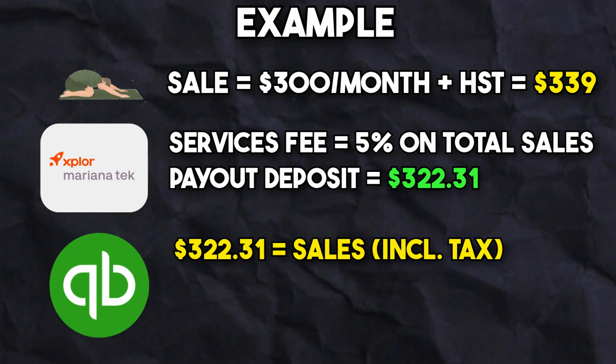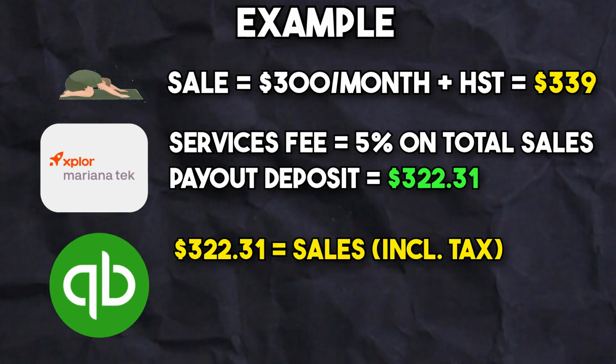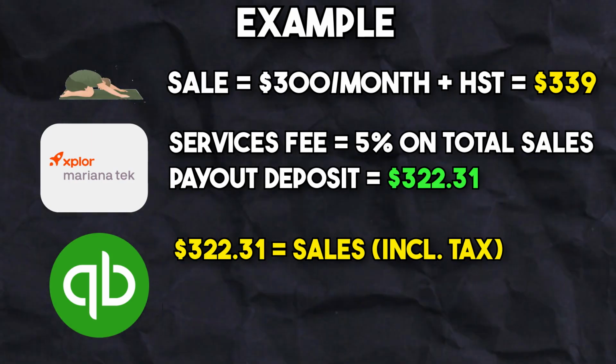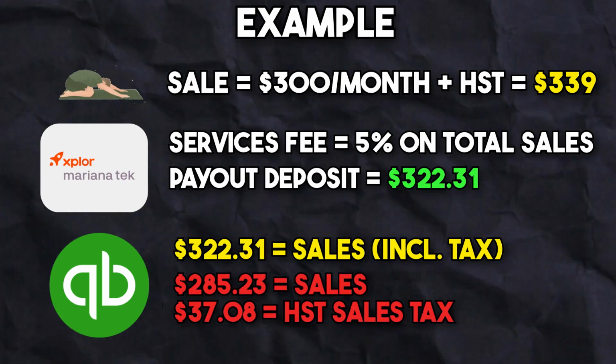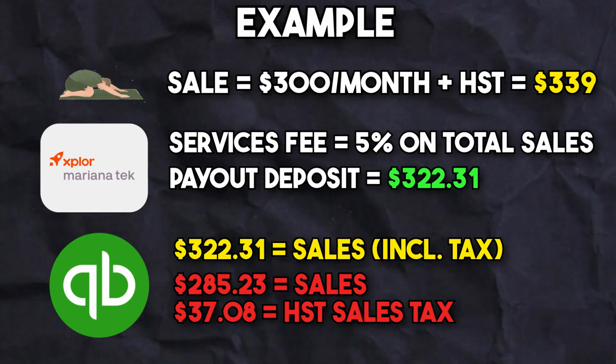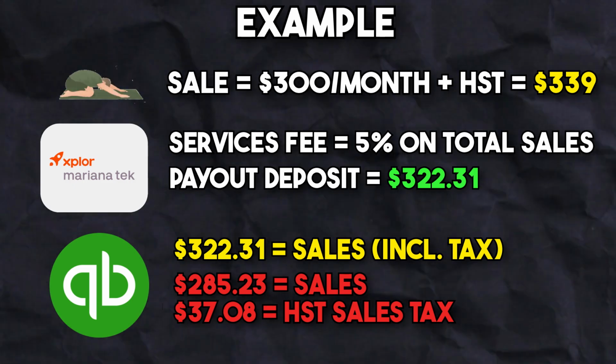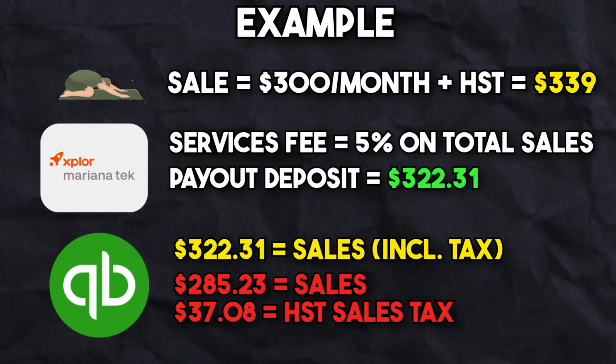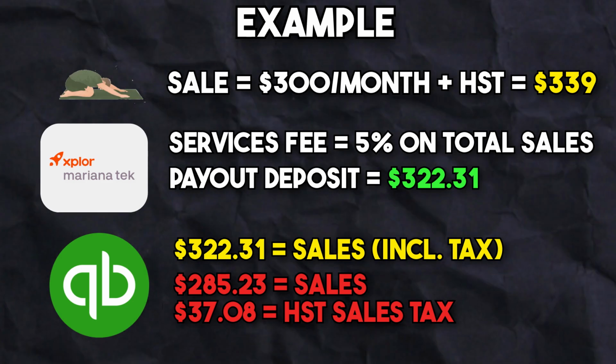In QuickBooks, if the business owner records this $322.31 as sales with HST included, QuickBooks will calculate sales to be $285.23 and HST to be $37.08, which is completely wrong. Instead, in QuickBooks, the sales should be $300 with $39 for tax.